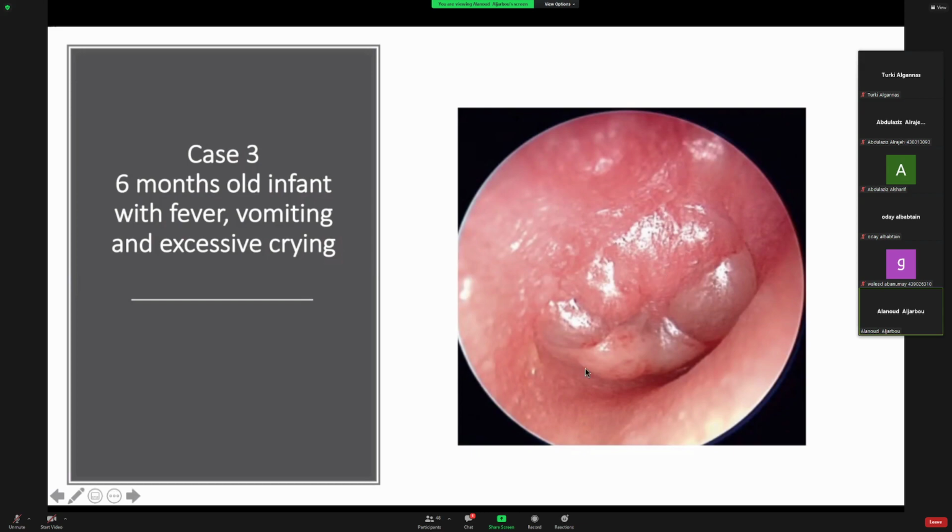Bulging tympanic membrane, erythema. Also some patients will have absent red reflex. Some will have otorrhea while you are examining them, and some will have perforated tympanic membrane.